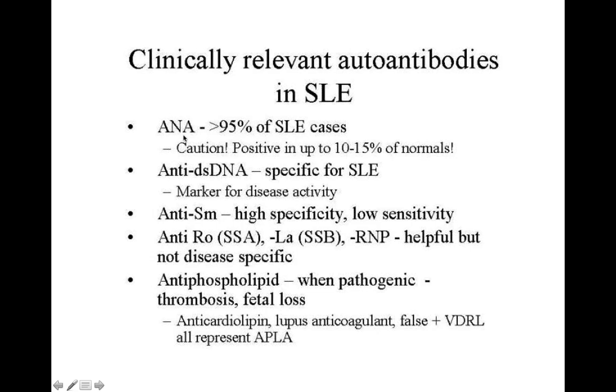So once ANA is positive, as I said, it is positive in most of the cases, then we go for specific tests. Anti-double stranded DNA, which is specific for SLE, anti-Smith antibodies, anti-Ro, anti-La antibodies, but they are not very disease specific. Anti-ribonucleoproteins are also not very specific.